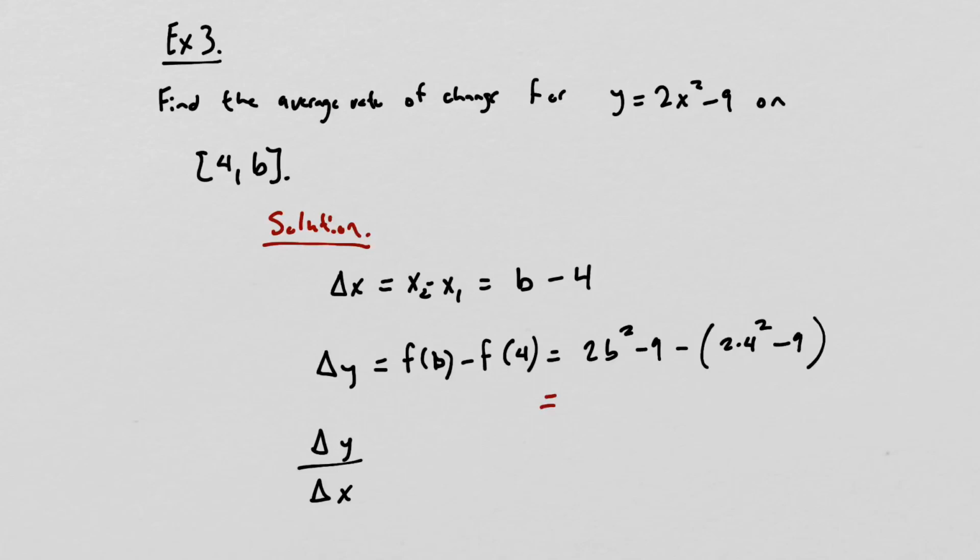Simplifying this, let's go ahead and simplify what's in the parentheses real fast. So inside the parentheses, we're going to get 4 squared is 16 times 2 is 32 minus 9. So we get our 32 minus 9 here. And nothing happens on the left-hand side. We're still left with our 2b squared minus 9. And we see that this term is going to simplify out to be 2b squared minus 32. Let's compute the rate of change on the next page.